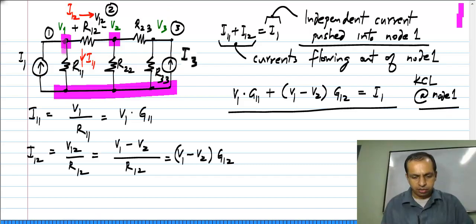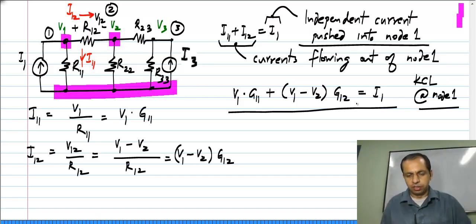Okay. When I write the current here to be V1 times G11, I have used the element relationship already, and similarly, when I write the voltage across R12 to be V1 minus V2, I have used KVL, and V1 minus V2 times G12 is the current flowing in R12. I know this because of the VI relationship of the resistor. Okay. So, this is how I set down the equations, right.